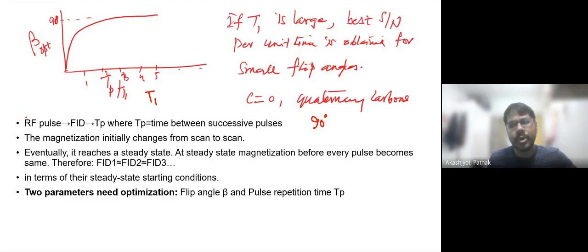Before the transverse magnetization is completely decayed, you apply the next pulse. So the entire signal will not be captured. So for nuclei which have very large T1 values, you will always have to keep the beta optimum to small values. You will always have to keep small flip angles.